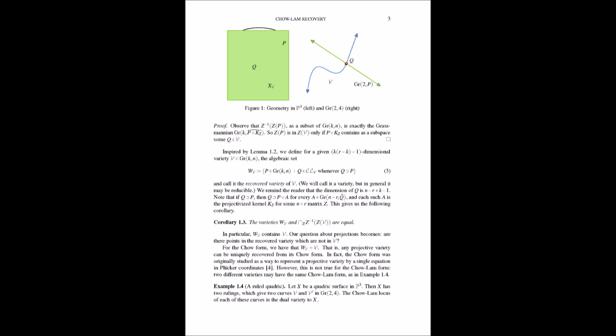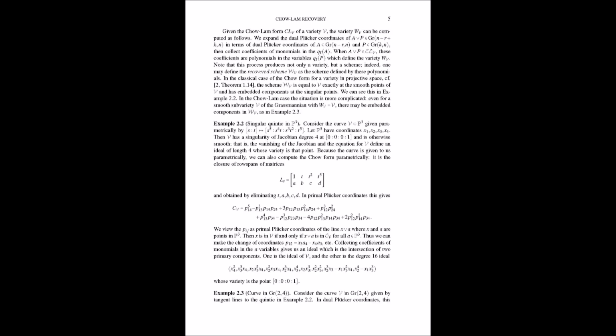And to illustrate this phenomenon, Pratt and Ranestad analyze a specific embedding called the Segre embedding. The Segre embedding is a way of combining two or more projective spaces into a higher dimensional projective space. It's like taking multiple sheets of paper and weaving them together to create a more complex surface. That's a good analogy. And what they show is that you can use the Segre embedding to construct different varieties that have the exact same Chow Lam form. So different weaving patterns can result in the same overall shape, at least as far as the Chow Lam form is concerned.